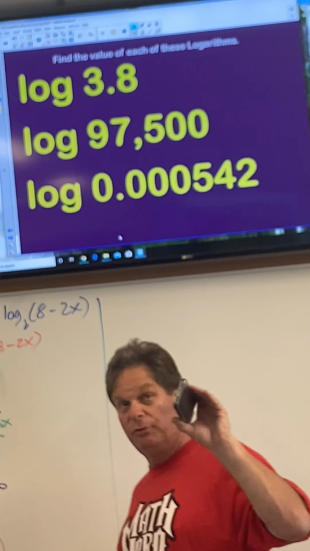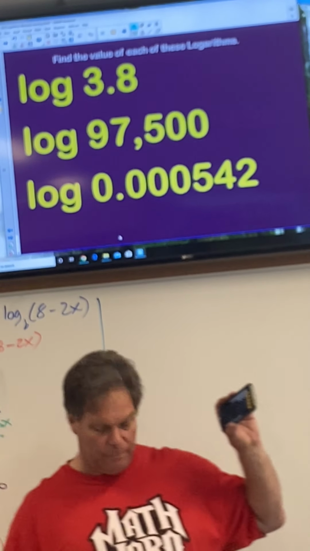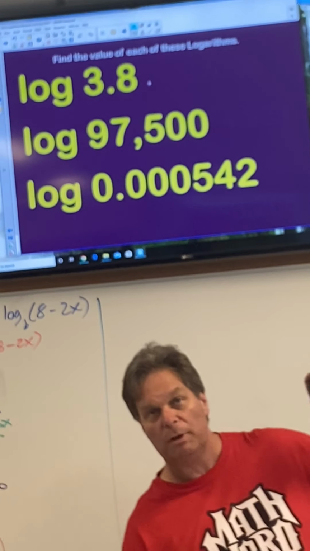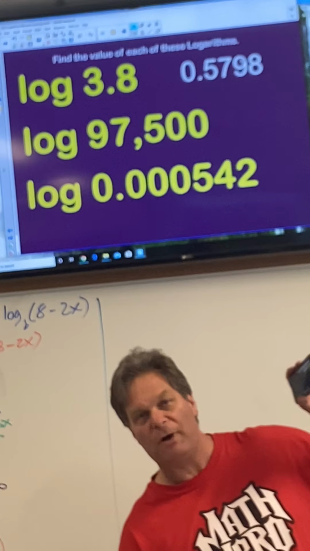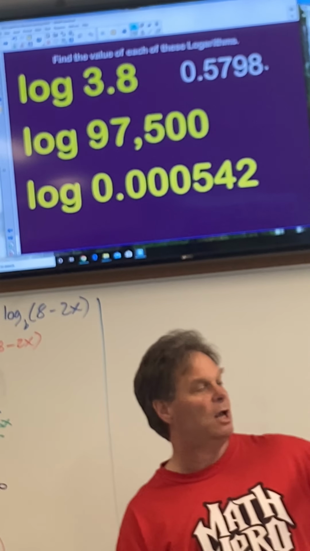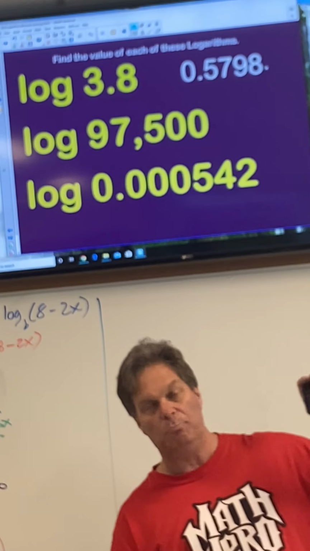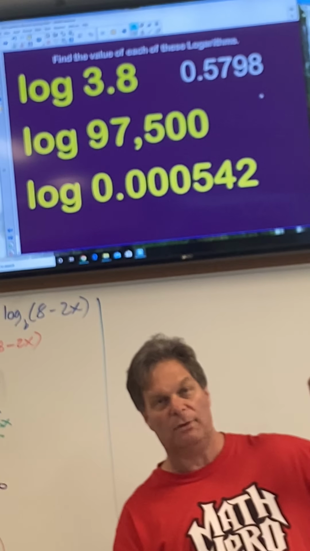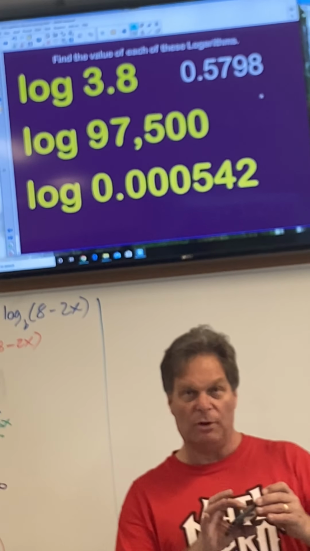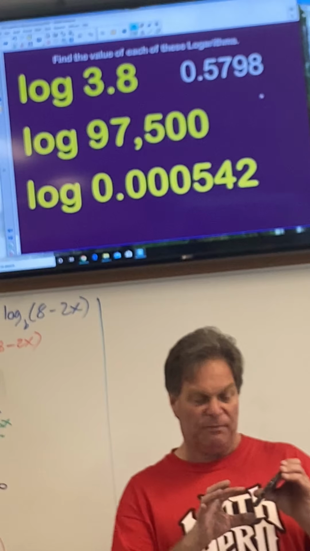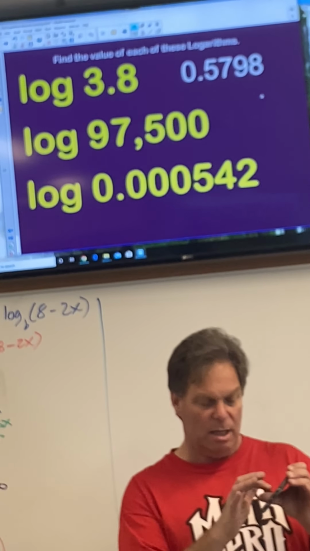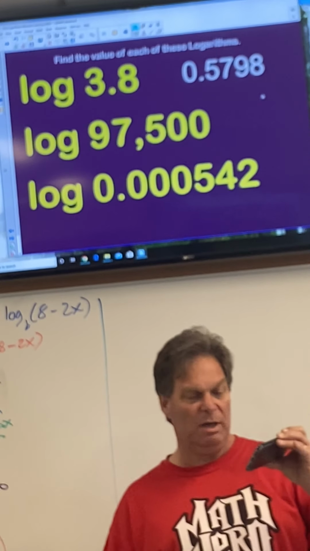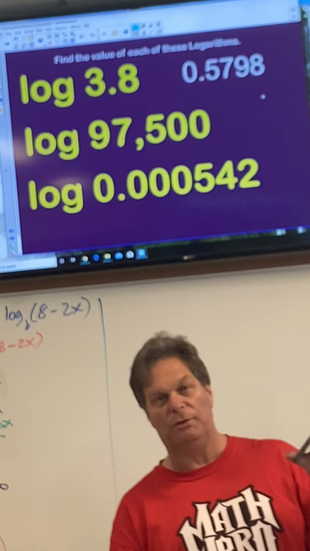They want it rounded to 3 significant digits, I believe it is, or is it 4? 4 significant digits. So this one is 0.5798. I got 0.57978. So the 8 bumps the 7 up to an 8 and rounds to that. Okay. So log 97,500. You just go 97,500 and hit the log button. And it gives me 4.989, and so on.